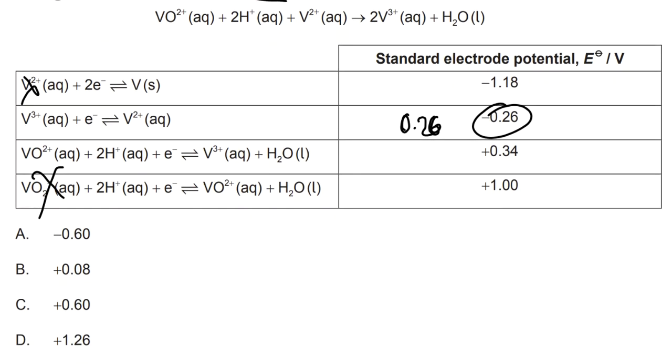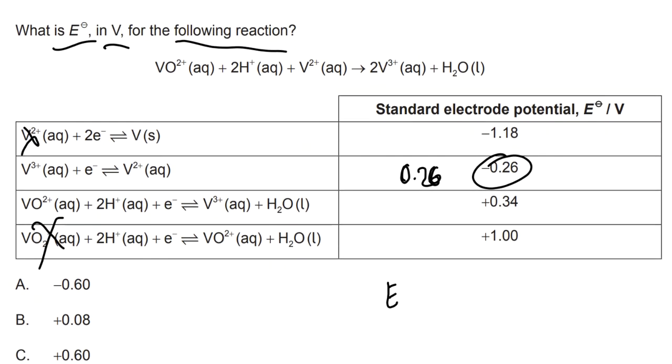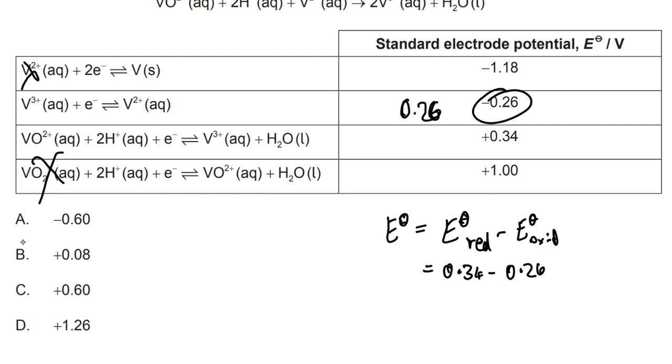So if we go for 0.34 minus the oxidation, let me just write out the formula. I think it's E potential, right? They'll tell you standard conditions is standard enthalpy, standard energy, or standard electrode potential. Sorry, my words are getting a bit messy. Standard electrode potential of the reduction reaction minus standard electrode potential of the oxidation reaction. So it's going to be 0.34 take away 0.26. I'm going to go with 0.08 for this one.